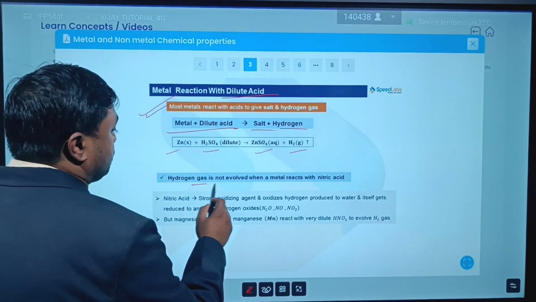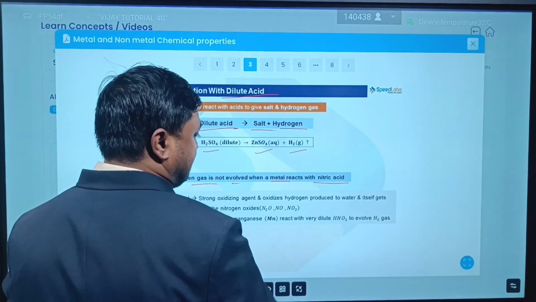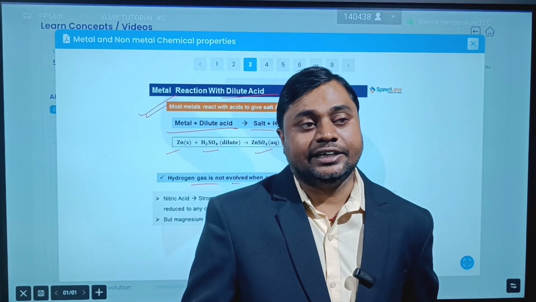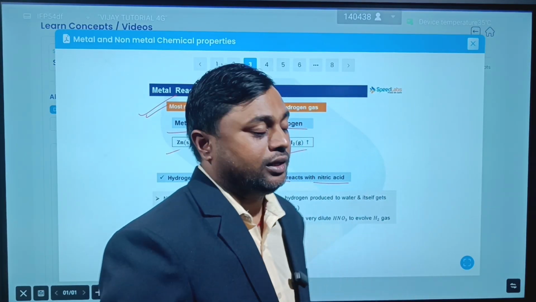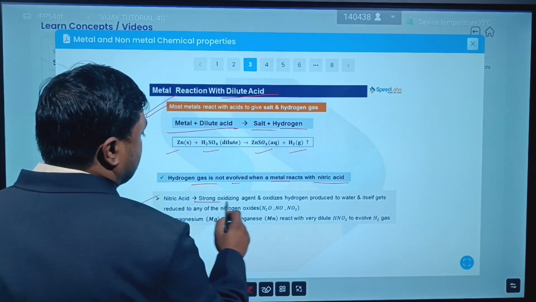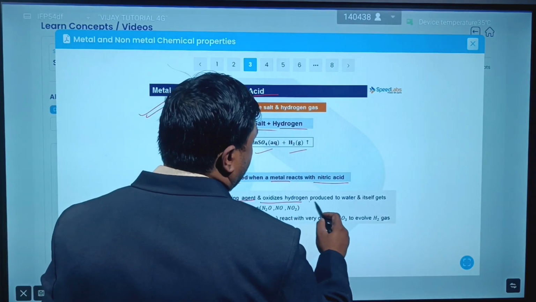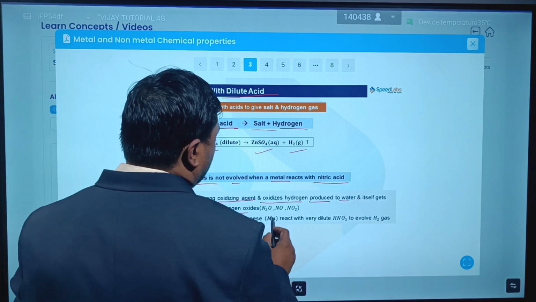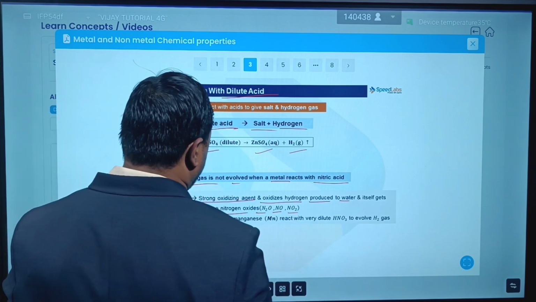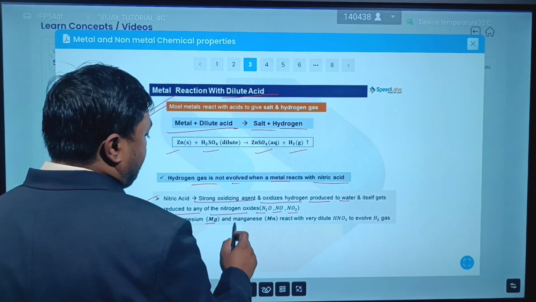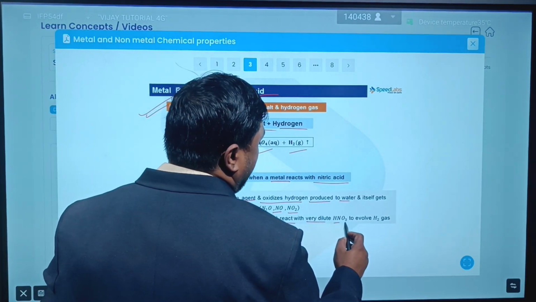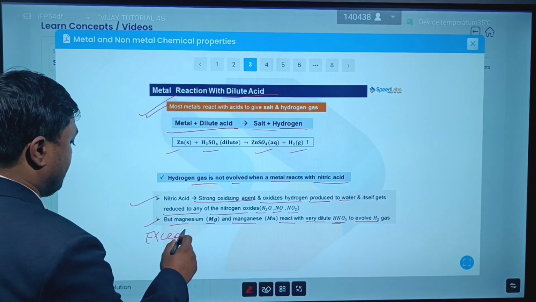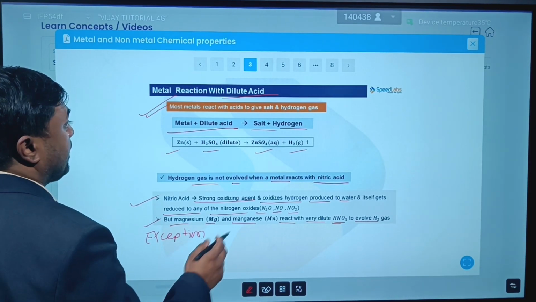So here hydrogen gas is not evolved when the metal reacts with nitric acid. Why? Because nitric acid is a very strong oxidizing agent, so it will convert hydrogen into water. Nitric acid, a strong oxidizing agent, oxidizes the hydrogen produced to form water and itself gets reduced to one of its nitrogen oxides like N2O, NO2. But magnesium, Mg, and manganese react with very dilute nitric acid to evolve H2. So this is the exception you have to remember.